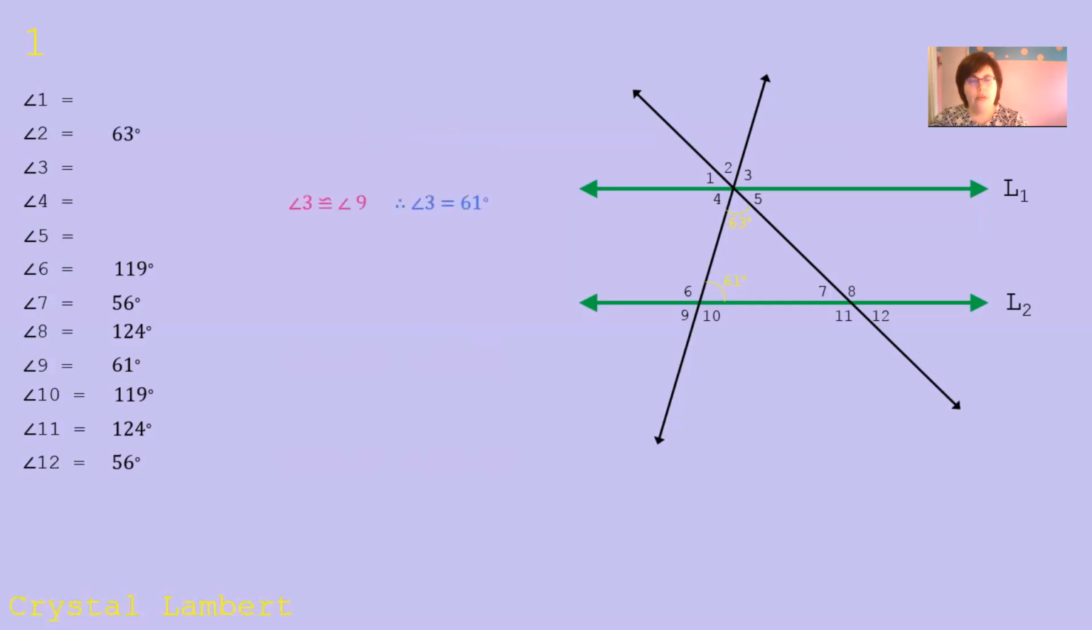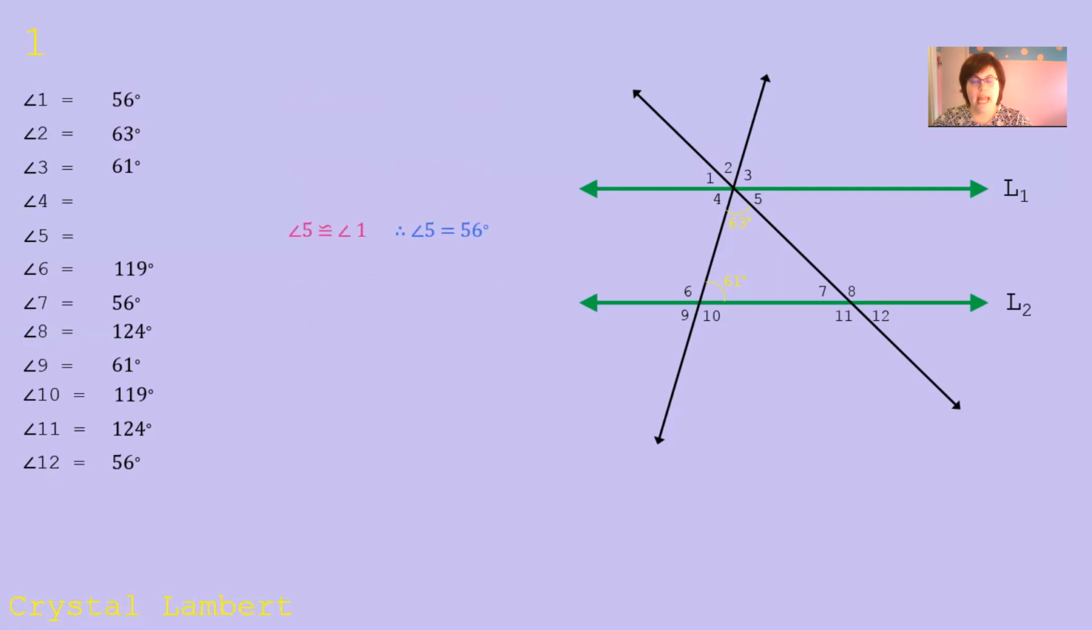Well, now we can look at angle 3. And angle 3 is congruent with angle 9. And if you see, even though they're on different parallel lines, they're vertical from each other. If you look here, this is angle 9, this is angle 3, and they're across. So angle 3 is congruent with angle 9, which is 61 degrees. We can also do that with angle 1 and angle 12. So angle 1 is also 56 degrees.